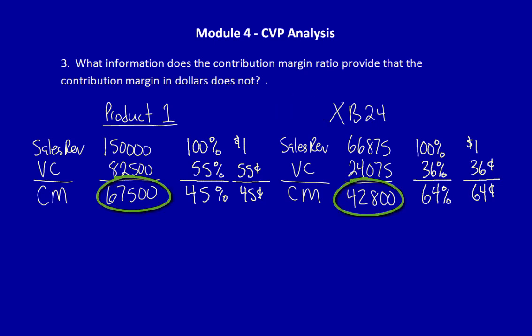A comparison of absolute dollars can lead you astray, so it's best to calculate both the absolute dollar value and the contribution margin ratio. That way you get a clearer picture to make an informed decision moving forward.